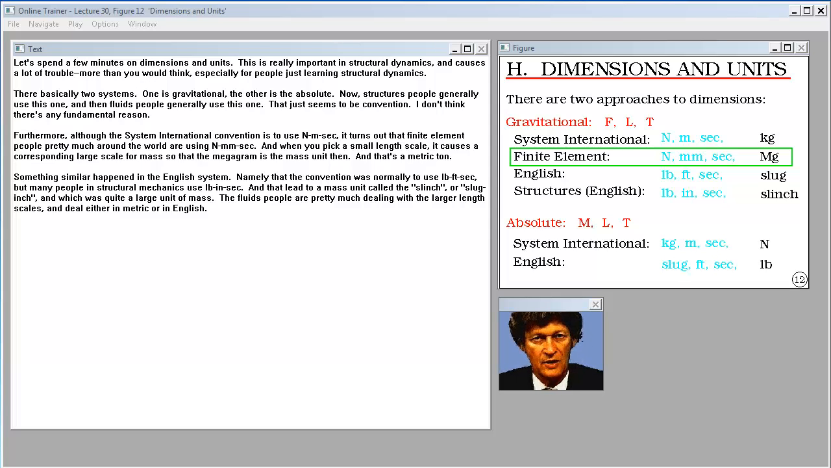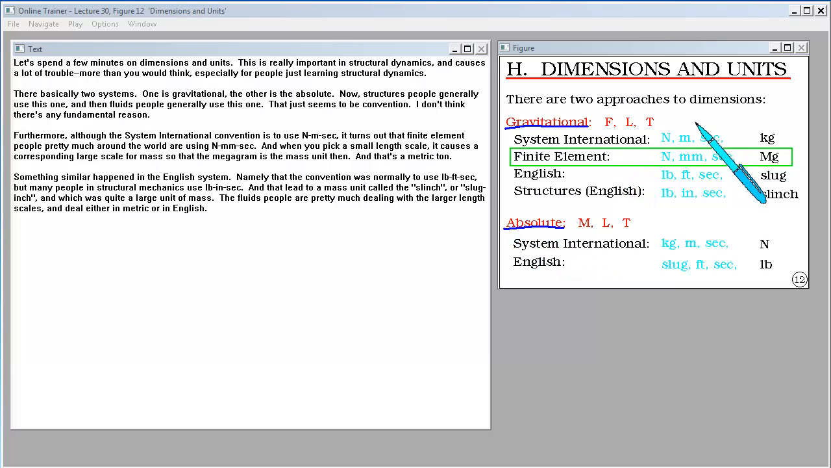Let's spend a few minutes on dimensions and units. This is really important in structural dynamics and causes a lot of trouble, more than you would think, especially for people just learning structural dynamics. There are basically two systems. One is gravitational, the other is the absolute. Now, structures people generally use this one, and fluids people generally use this one. That just seems to be convention. I don't think there's any fundamental reason.